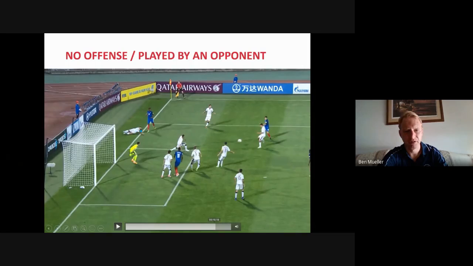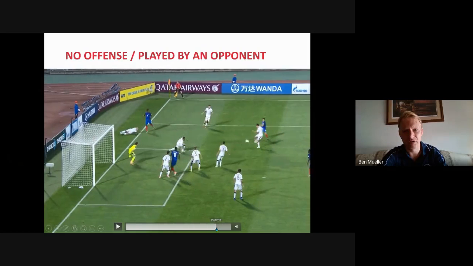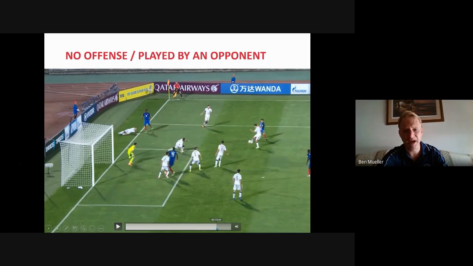Now, is that blue player in an offside position? There's a defender, okay, right on the goal line. There's your second to last defender. Yes, he's closer to the goal line than the second to last defender. But has he got involved in play yet? No. Let's watch what happens. Okay, there he gets involved in play, but look who passes it to him. An opponent, not a teammate.